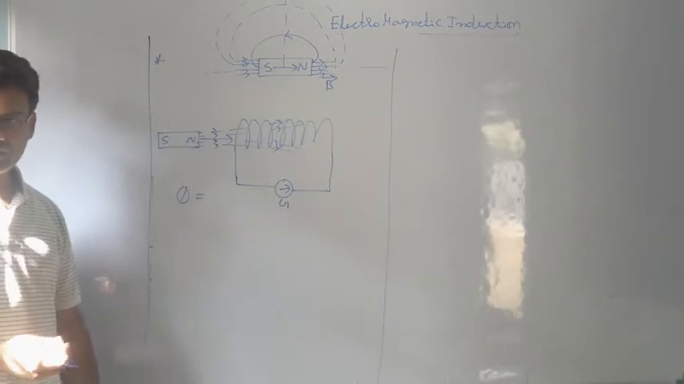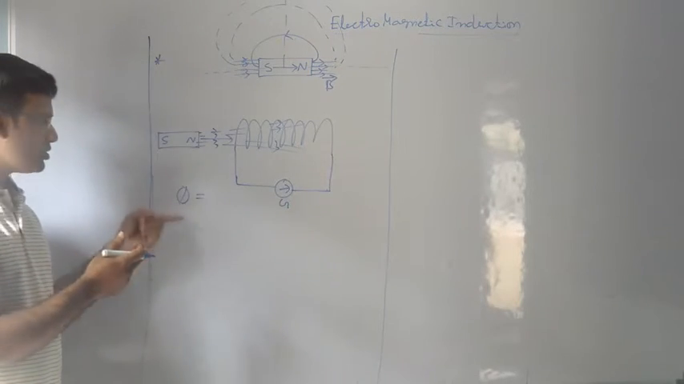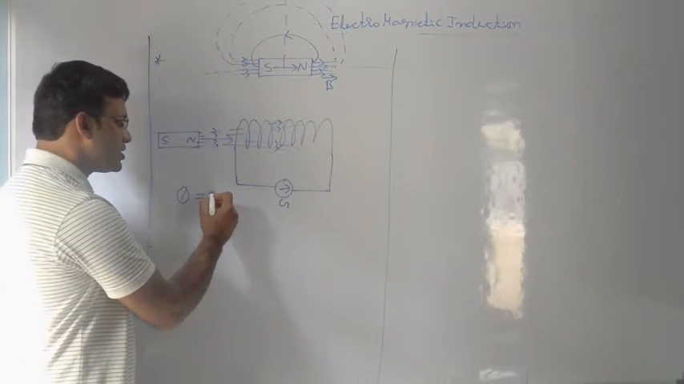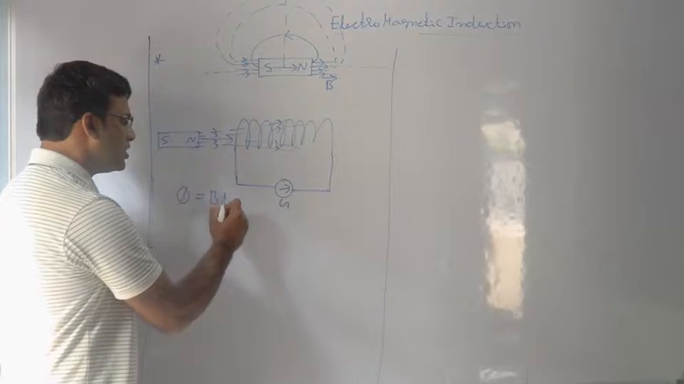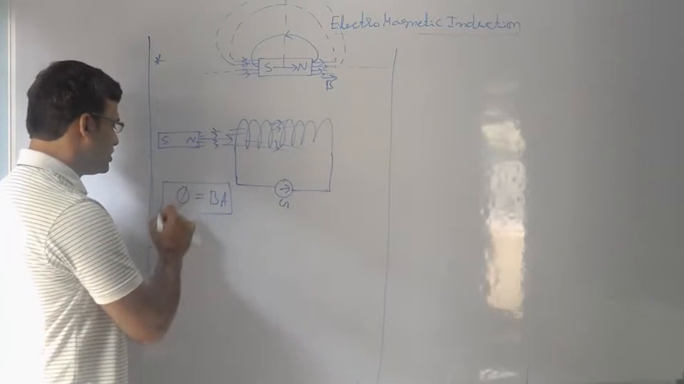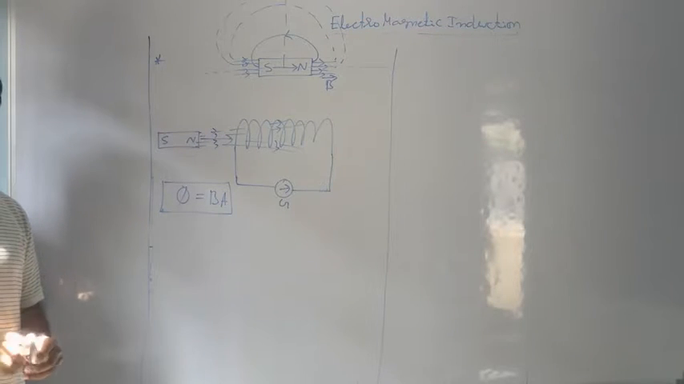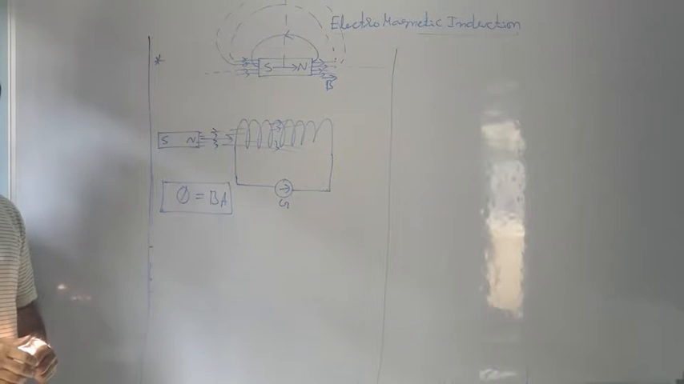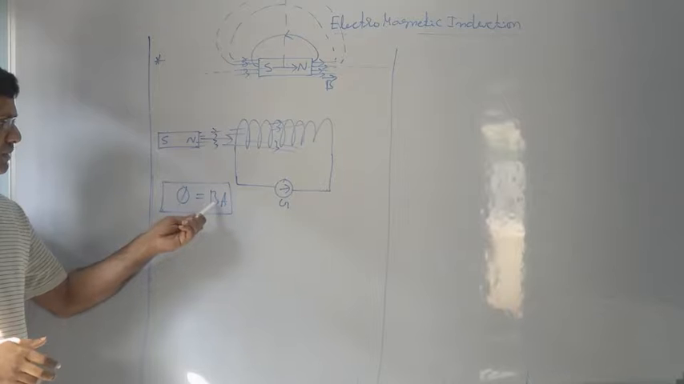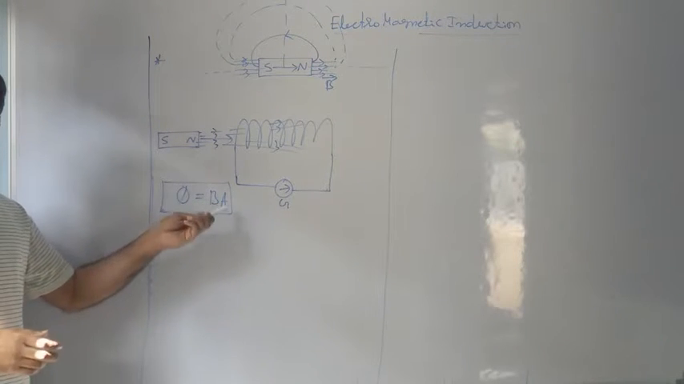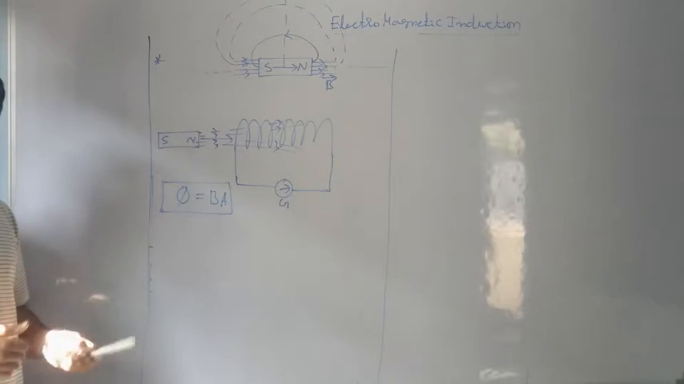There is something called the flux concept. Can I write directly here? The flux passing through a particular cross-sectional area is equal to B into A. This is the formula you know, I think. Flux is equal to the magnetic field passing through unit area. The more magnetic lines pass through unit area, the more the flux; the fewer the lines, the less the flux. Shall we go next?